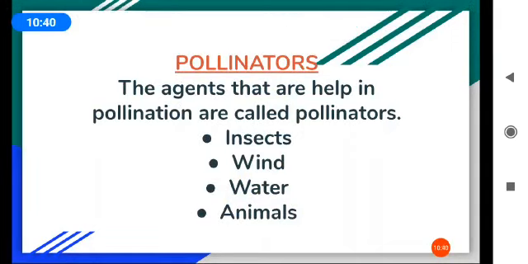Beans and tomatoes are commonly self-pollinated. For example, tomato self-pollinates, but it needs the help of insects to create vibrations within the flowers. So insects, wind, water and animals are called pollinators. These agents that help in pollination are called pollinators.